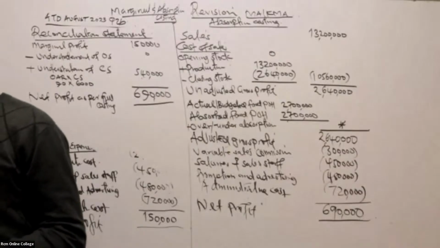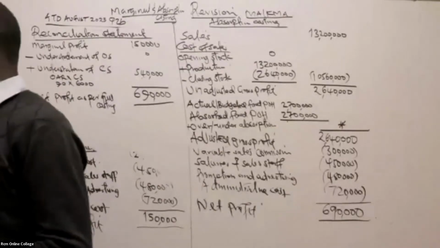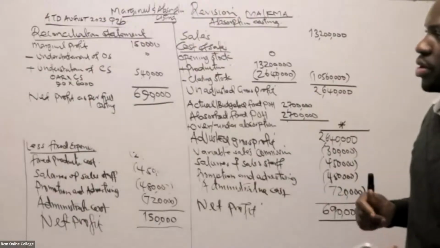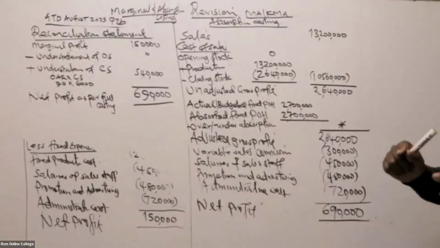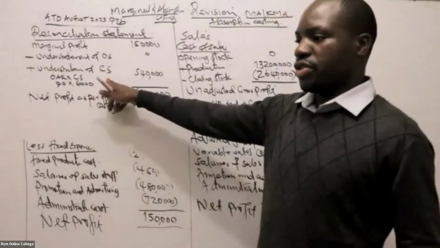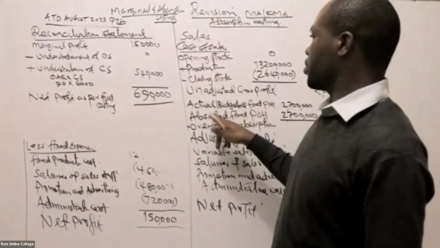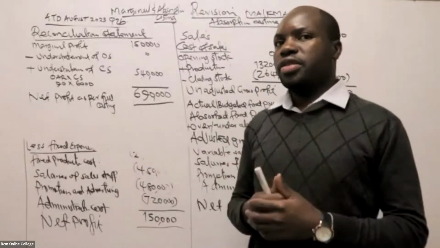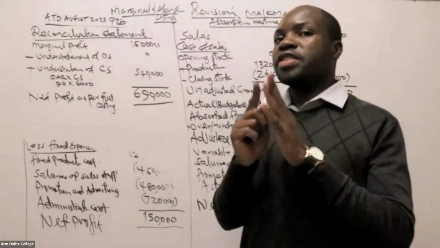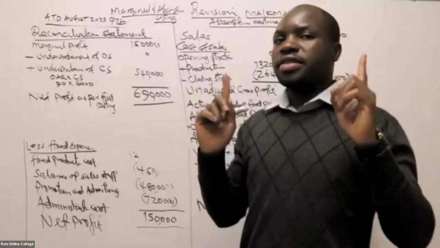But you can say closing stock at absorption less closing stock at marginal, get 540. We are talking about understatement of closing stock. The closing stock in absorption costing is equal to 2640. The closing stock in marginal is equal to 21, and the difference between the two represents the understatement.